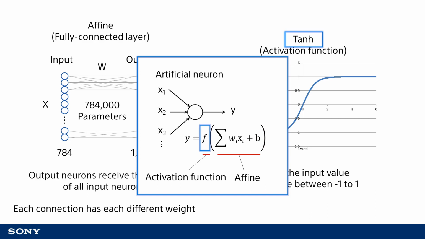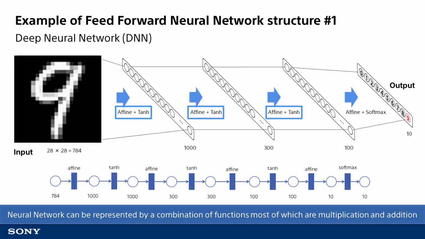This time, we use tanh as the activation function. There are many other types of activation functions besides tanh. Here, I will explain using this traditional activation function tanh. In the deep neural network, which I mentioned earlier, this affine and tanh process is repeated 3 times. This combination of affine and tanh can be used once to function as a neural network for one layer. By repeating this 3 times, a 3-layer neural network is constructed.